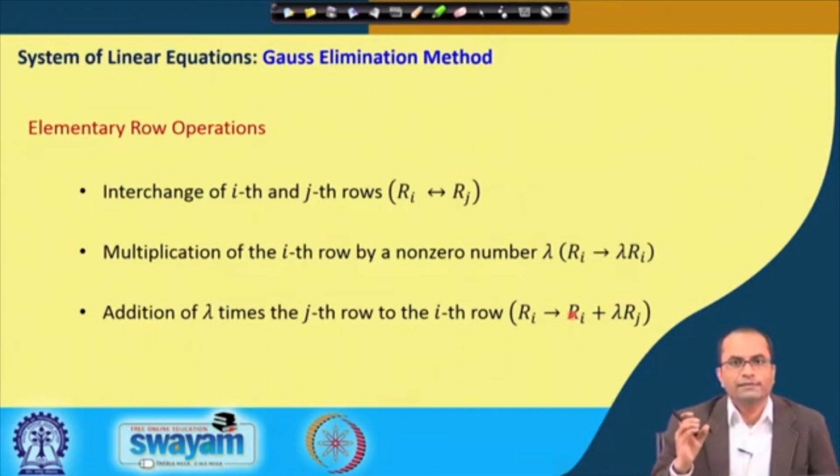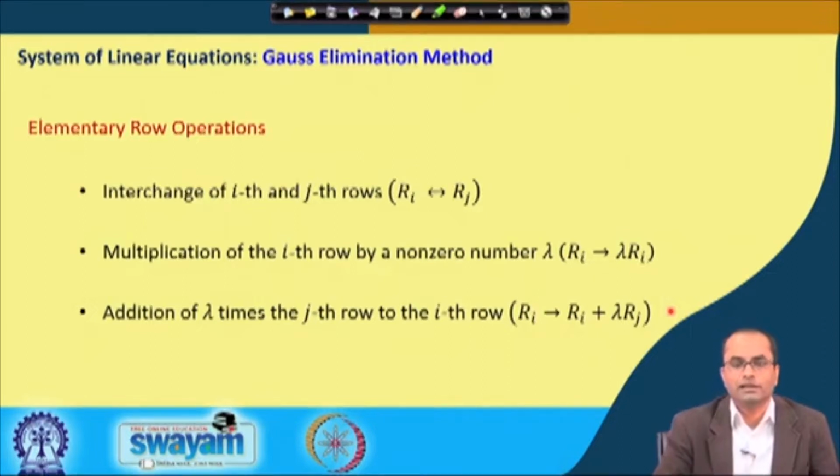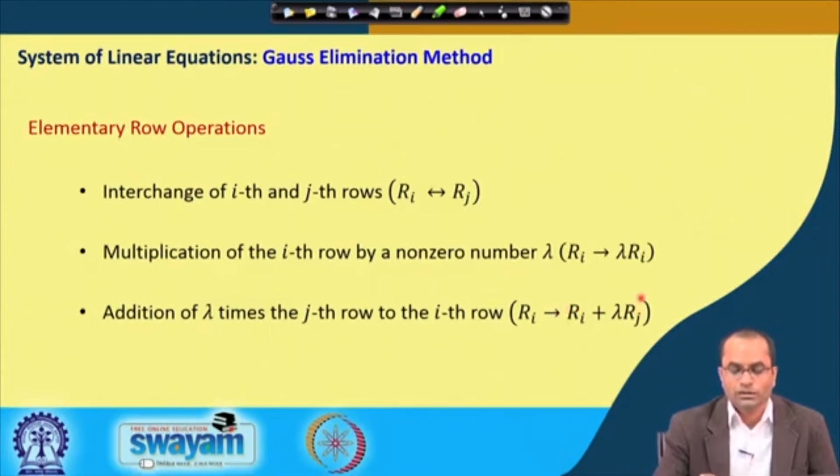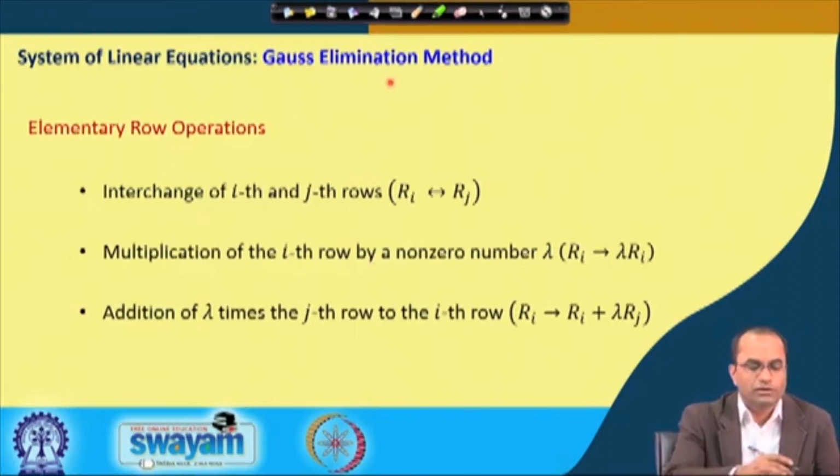So, this lambda times the jth row, we will add this to the ith row, and in terms of the operation we write it like, now the Ri has become Ri plus lambda Rj. So, we have added lambda times this Rj to Ri. Here R means the row. So, to the ith row we have added lambda times the jth row, and the new Ri will come up. So, these are the elementary row operations which we will be using for this Gauss elimination method.